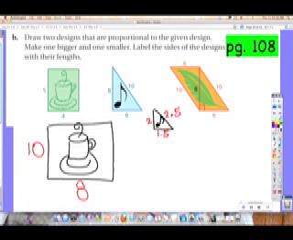Whoa, no, not an octagon. Wrong. Julian got it. Julian, nice enough. What is it? Class, what is it? Say it again. Okay, parallelogram.